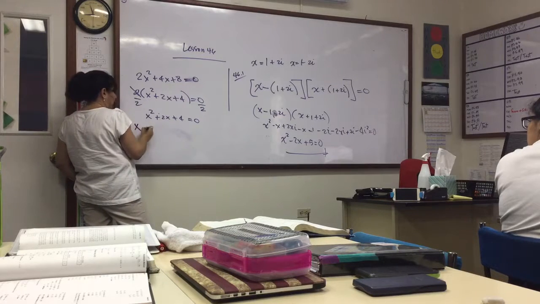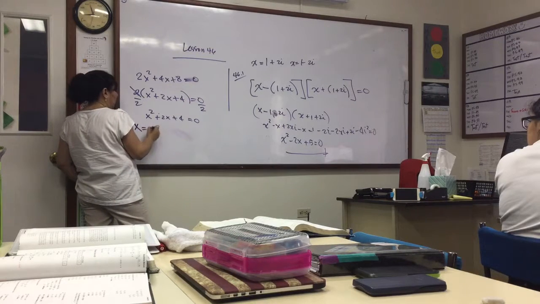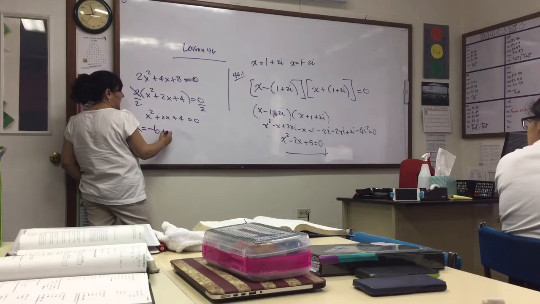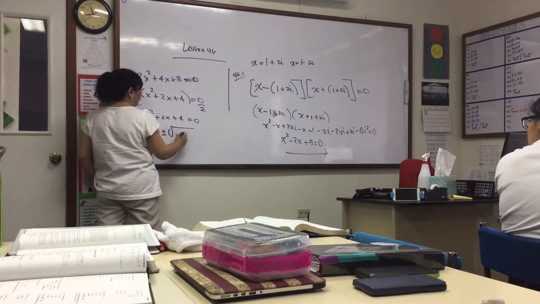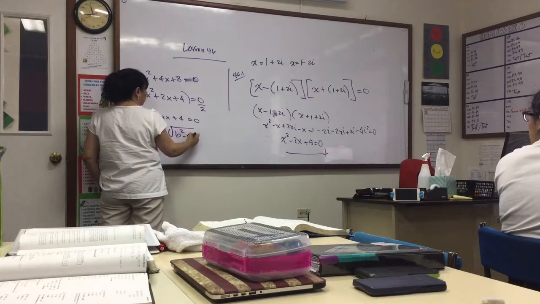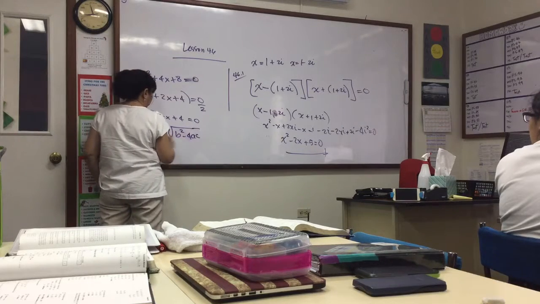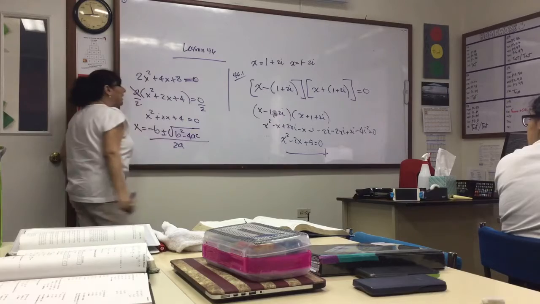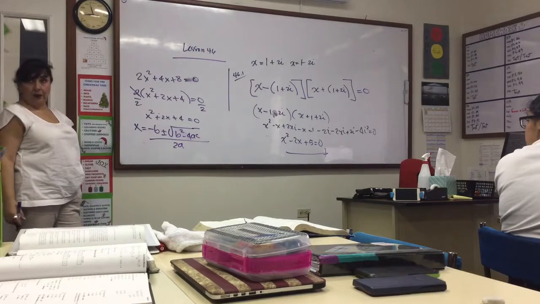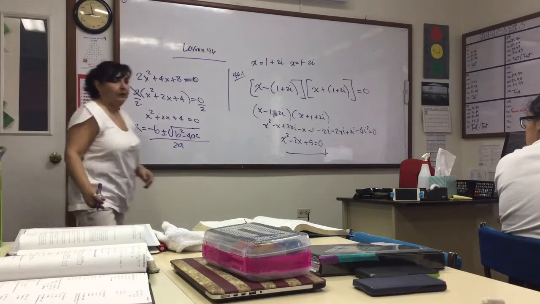So what do we do? Our favorite in the whole wide world, the quadratic formula: x equals minus b plus minus the square root of b squared minus 4ac, over 2a. And I think you can take it from there. Do you want me to keep going, just in case?